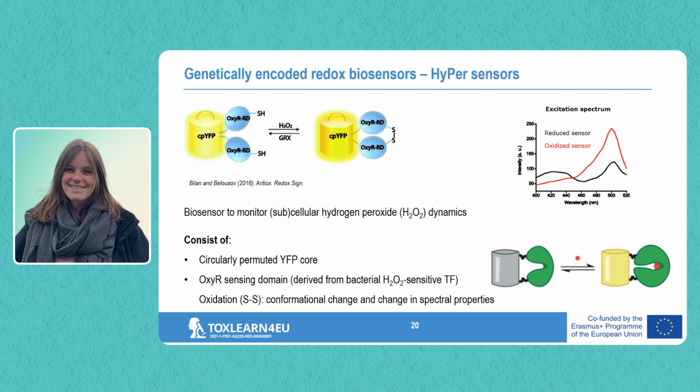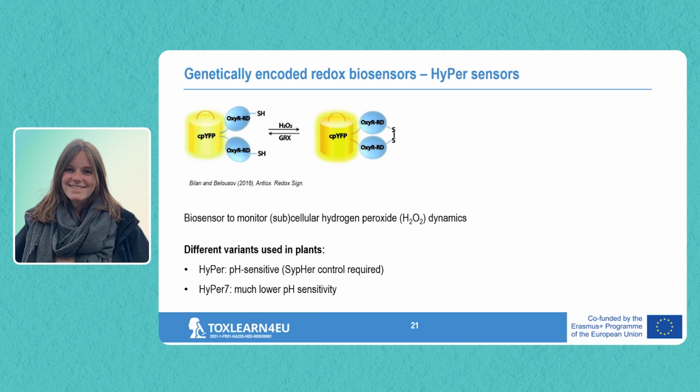Now, if the sensor gets oxidized because hydrogen peroxide is present, you get this disulfide bridge, you get a conformational change. And then you will see that the spectrum will completely shift because this peak here around 420 nanometers completely disappears. And you get a much higher peak here around 500 nanometers. And because we have these two excitation peaks, this is a ratiometric sensor, as I just showed you.